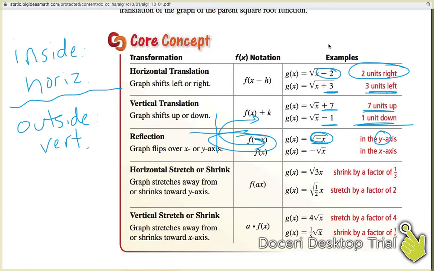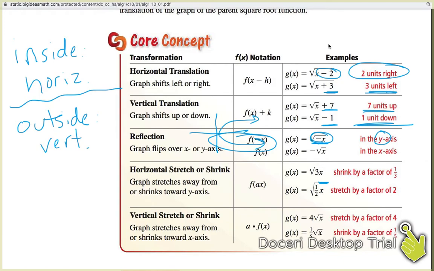Okay, if we're multiplying by 1/2 on the inside of the square root, and they messed up here a little bit. Let me just point that out. That should be covering the x. If we're multiplying by 1/2, we take the reciprocal, which is 2, which means we are stretching it by a factor of 2. Okay, so that's the horizontal stretch or shrink. We're going away or closer to the y-axis there.